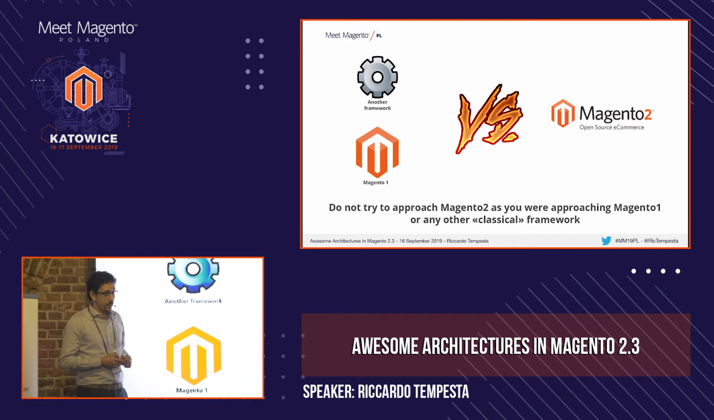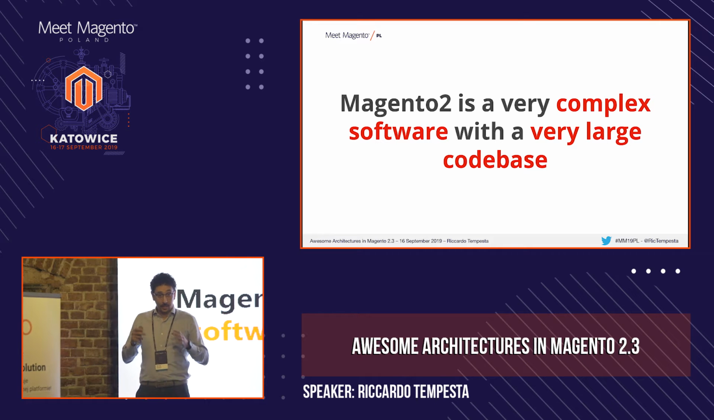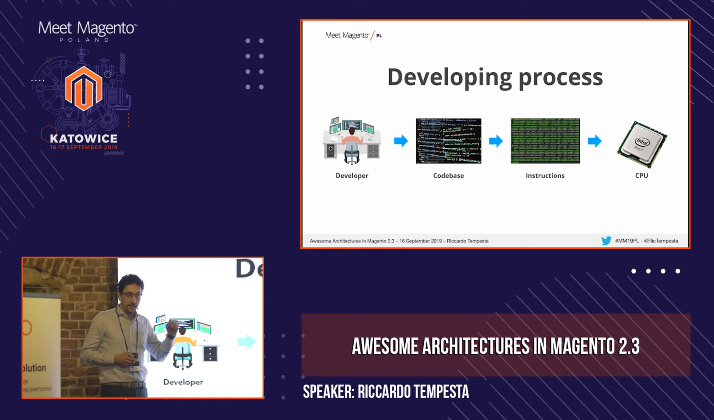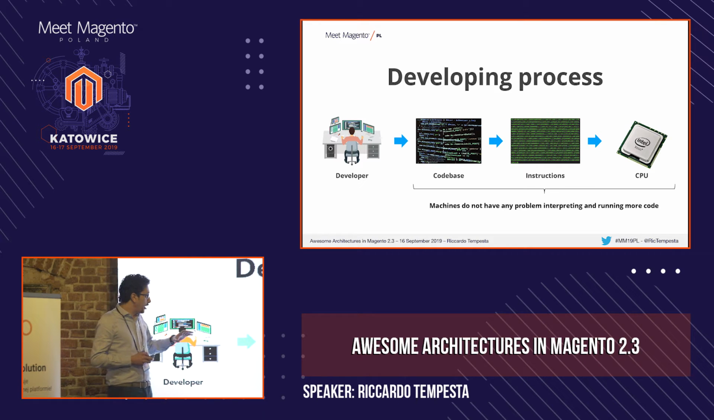The first thing you have to understand is that Magento is a very complex software, of course, we all know, with an extremely complex code base. And to understand how to face this complexity, I want to open a parenthesis about the developing process. Every developing process basically starts from, impressive, a developer writing a code base that is compiled or interpreted or whatever into instructions that are run by a CPU. If we have a very complex software, actually this is not a problem for CPUs because at the maximum you can have, let's say, a slow software, but you can add more computational power.